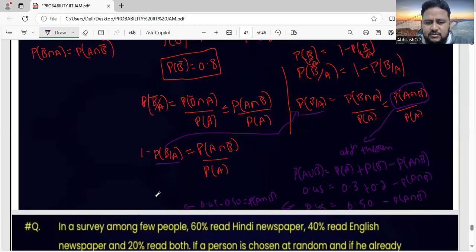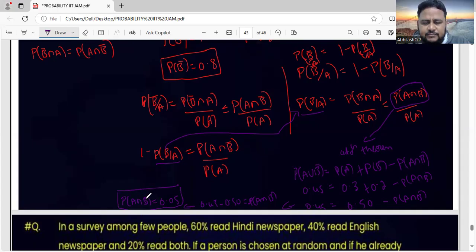This will become how much? It will become 0.05. Okay. So this will become probability of A intersection B. You will get it as 0.05. Both sides minus will cancel. You will get it as 0.05. Okay. 0.50 minus 0.45, you will get it as 0.05. So now we got this one.